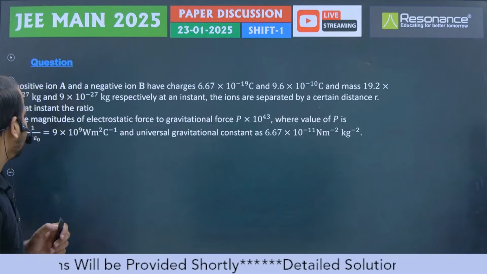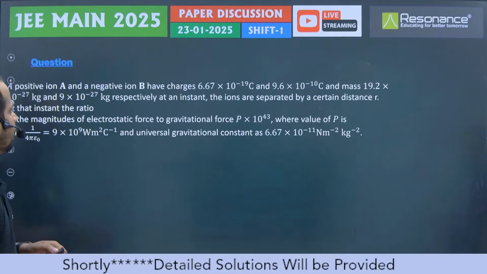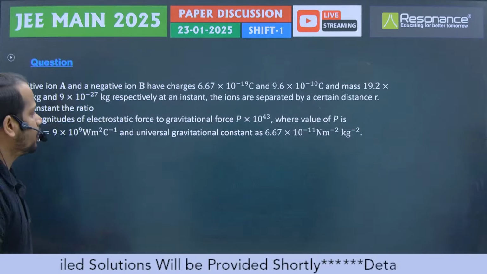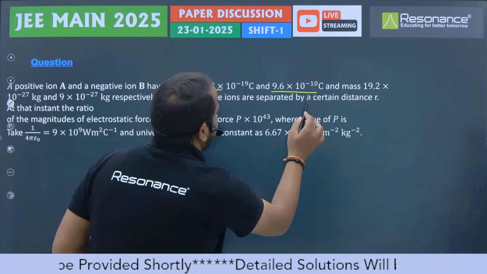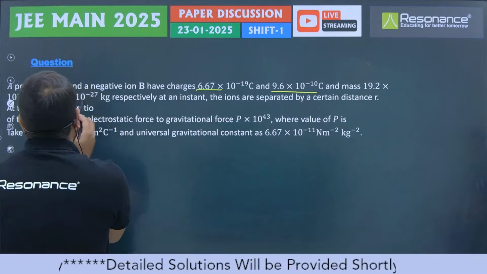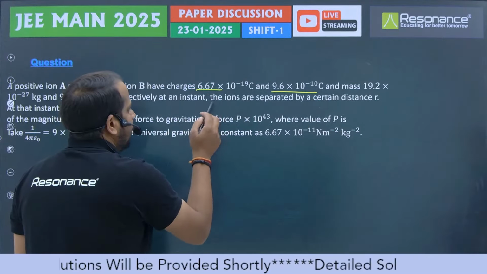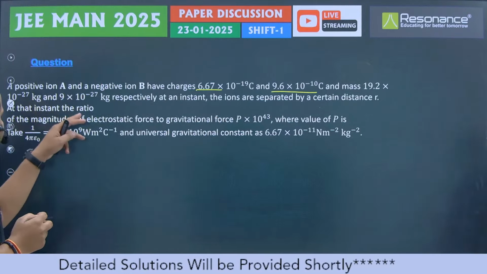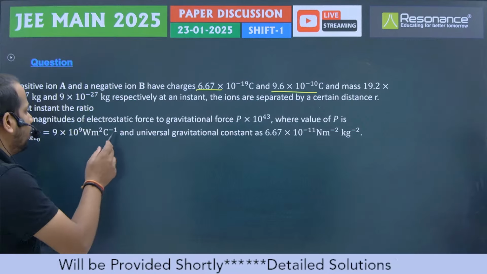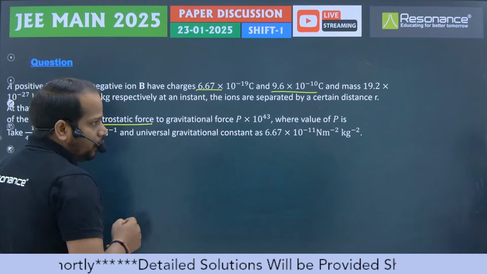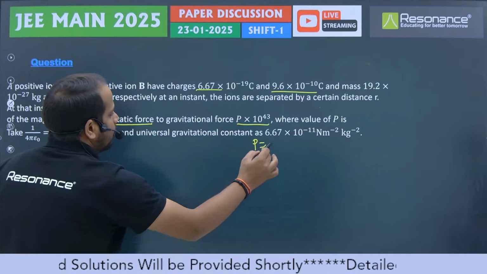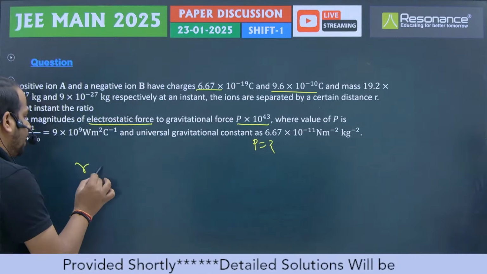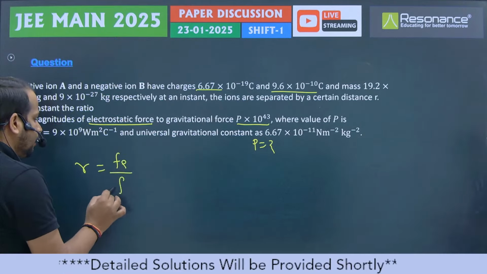Okay, now let's see the next one we have. This is the question. A positive ion A and a negative ion B have these charges, and the masses are given like this in kg respectively. At an instant the ions are separated by a certain distance r. At that instant, the ratio of the electrostatic force to the gravitational force is this. Then what is the value of P they are asking? So what is the ratio of the electrostatic force to the gravitational force?